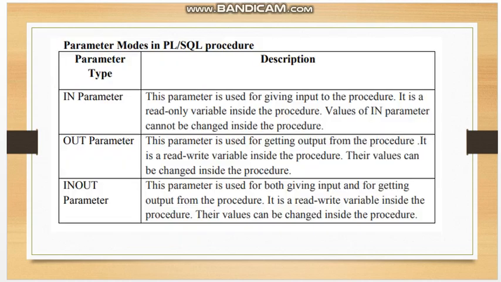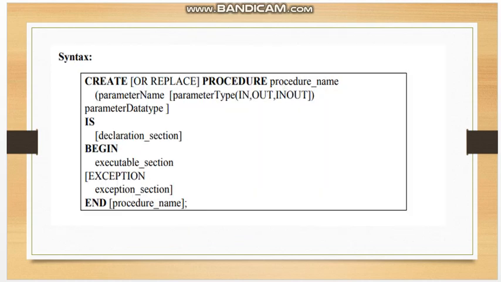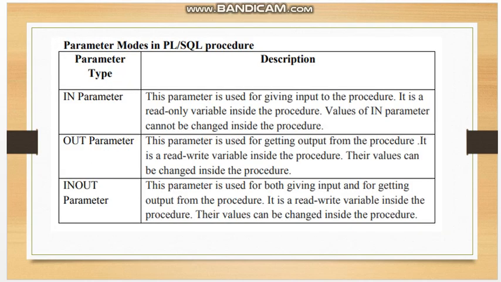Now, sometimes the procedure will take parameters, as we studied in the syntax. If the procedure is taking a parameter, we need to specify the parameter mode, that is IN, OUT, and IN OUT. These are the three parameter modes of the procedure. We will look today at what the parameter modes are and how to use them.